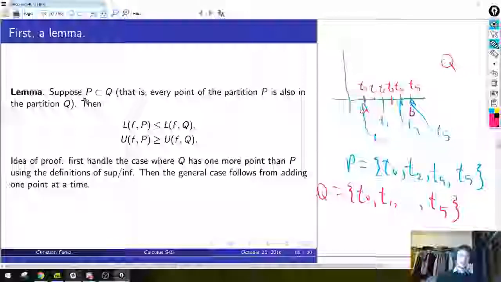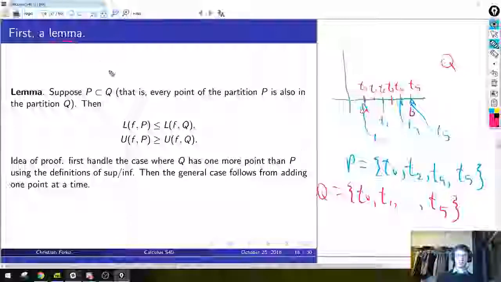Anyway, back to the lemma. Suppose we have two partitions, P and Q. Q is finer than P. Or in other words, every point of the partition P is also in Q. Then the lower sum of F in the partition P is less than or equal to the lower sum of F in Q. And the upper sum of F in P is bigger than or equal to the upper sum of F in Q. Notice that this is not quite what we wanted to prove. We wanted to prove that the lower sums are always less than the upper sums, not that the lower sums are less in different partitions.